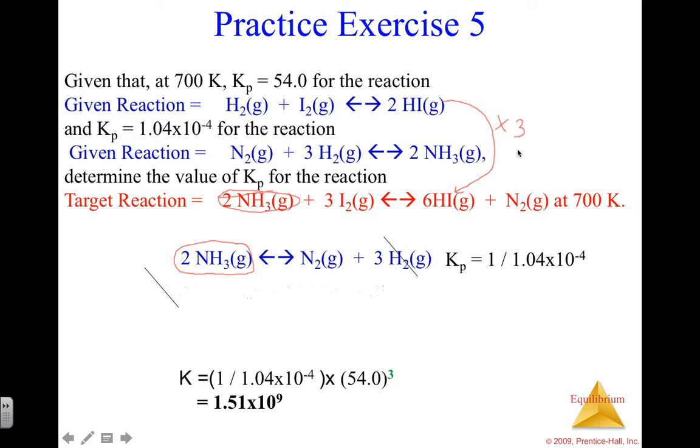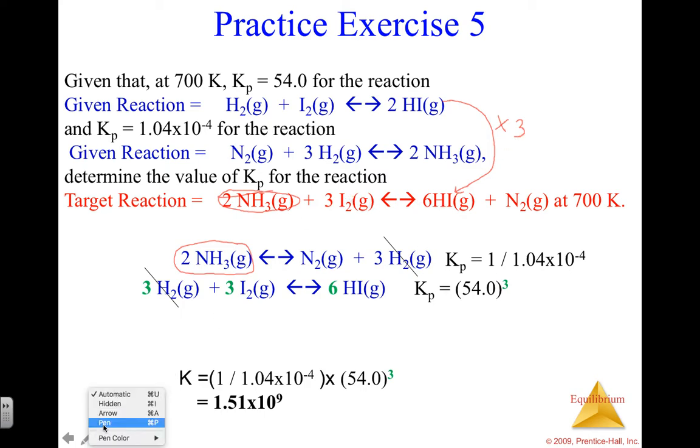That's right, we multiply by 3. And if you multiply it by 3, what do you do to the K value? So here I now have 3H2, 1 times 3 is 3I2, 2 times 6 is 6HI. So yeah, K was 54. Now it's going to be 54 to the third power, again, because we're multiplying by 3. And now I can see that I have in my target 3 moles of I2. I have 3 moles of I2 that I'm looking for. In my target, I have 6 moles of HI. In my given, I've got 6 moles of HI.